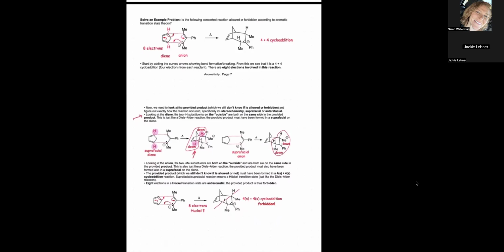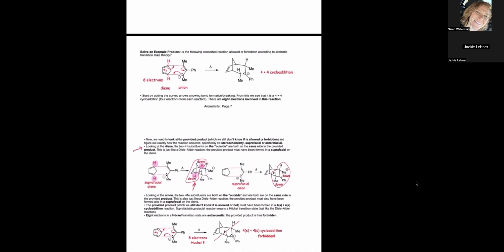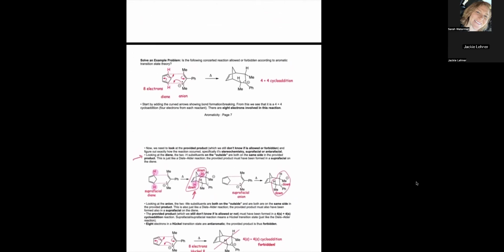Oh, that's what we just read. Okay, so looking at the anion, the two methyl substituents are both on the outside and are both on the same side in the provided product, so it must have happened suprafacially. So the provided product, which we still, where's our, okay.